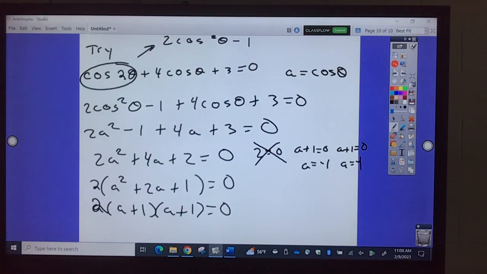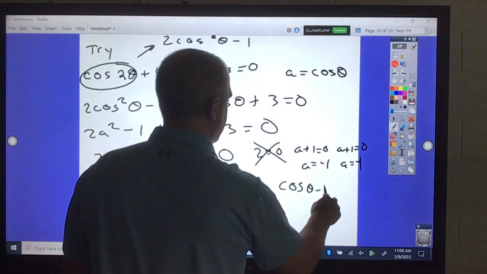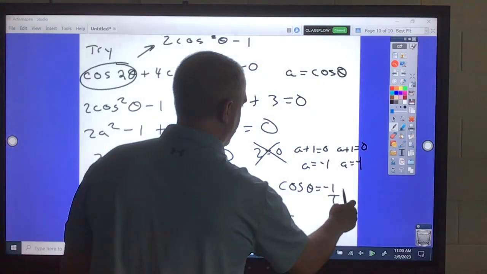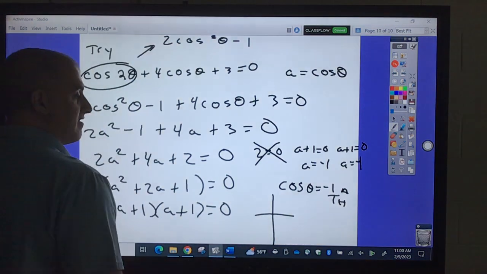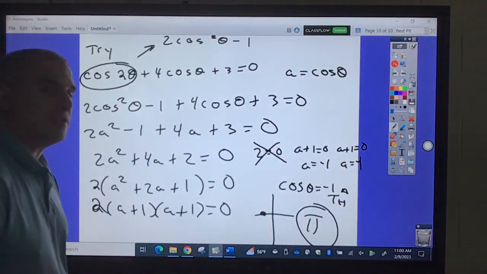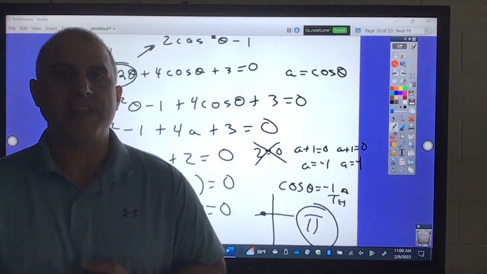So I put cosine back in, cosine of theta equaling negative 1, because it's the same thing. Where is that possible? A over h. Well, there's no triangle that would give me that, but if you look, that cosine is right there at pi. And so that's your answer. So go ahead, you can practice the problems on your formative, and that should be good for today.